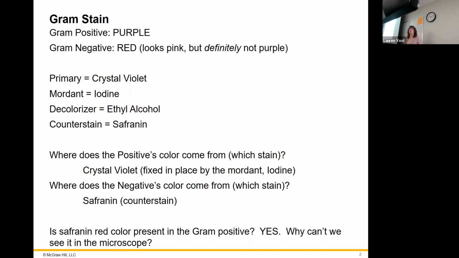Now, first question, where does the positive's color come from? Which stain? So we know positive was purple. Its color comes from crystal violet, right? Easy. All right, where does the negative's color come from? Which stain? We know the negative is red. Where does the red come from in all of this? Our counter stain is safranin, right? So it should be obvious and straightforward. Is safranin red color present in the gram positive sample? Yes, it's just covered up by that really bold purple. It's still there, okay? It's not like you're not staining with the safranin. It's still staining it red. It's just such a darker color that you don't see it, right? So that's all that's going on there.